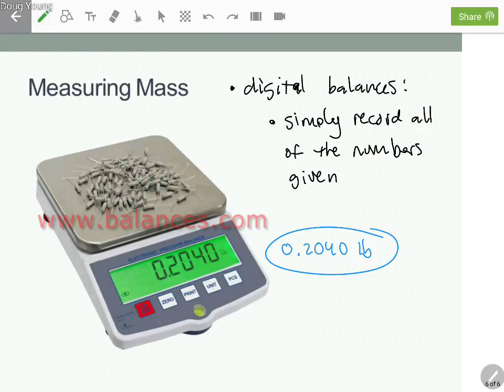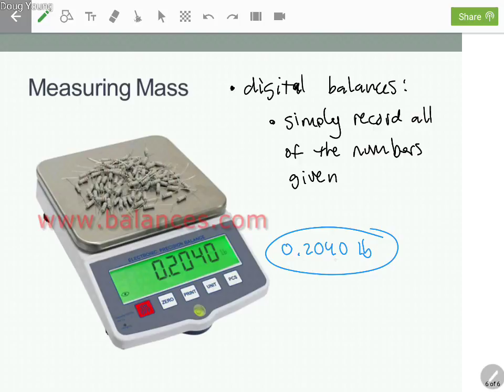For some reason, I get students that just feel like, oh, well, I shouldn't use that last 0 and that last 4. That's too small, or that doesn't matter. You always just use all of the numbers that it gives you. Certain balances go out so many digits. Some go out further than others. Just write down everything that you're given.